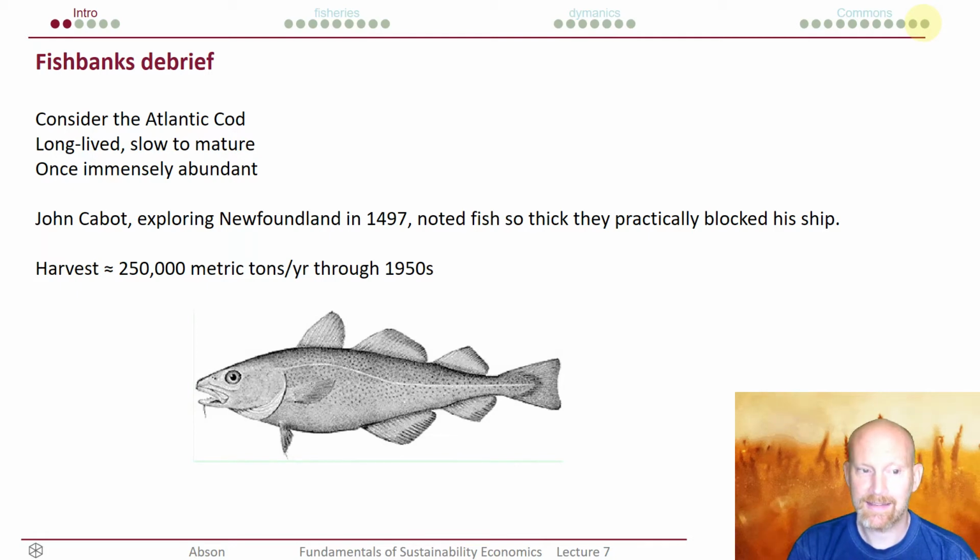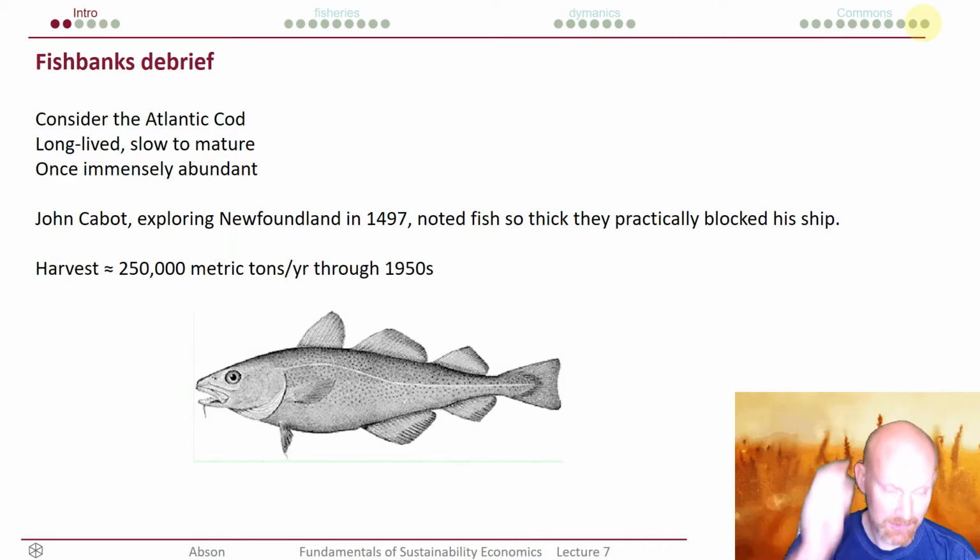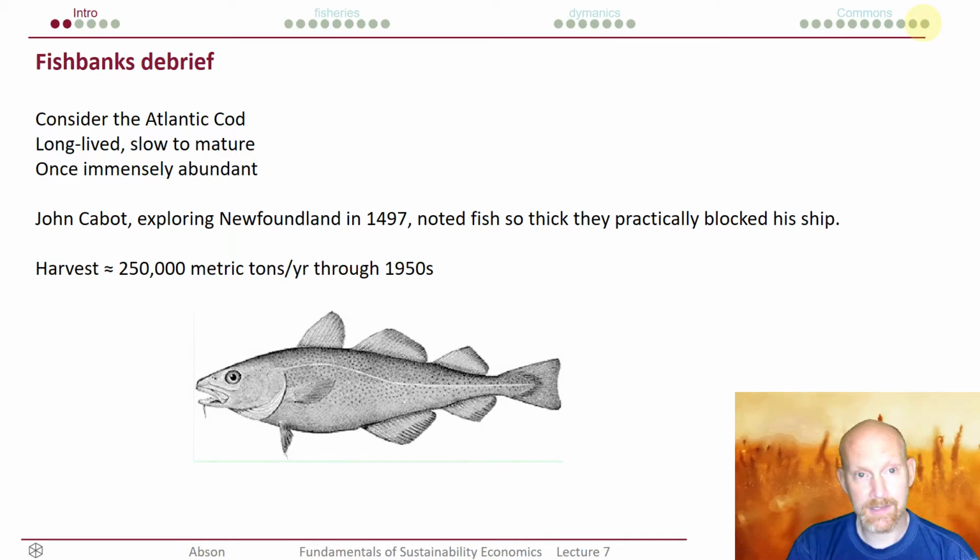So consider the Atlantic cod. This is a long-lived, slow-maturing fish. The long-lived and slow-maturing matters in terms of fishing because it means that there's potentially a feedback lag between you taking fish out of the ocean and you noticing a change in the fish stocks, because you take a non-mature fish out and you don't realise until 20 years later, when that fish would have been mature and would have produced new young fish. So this was once an immensely abundant stock of fish, an ecological resource, if you want to frame it in that way.